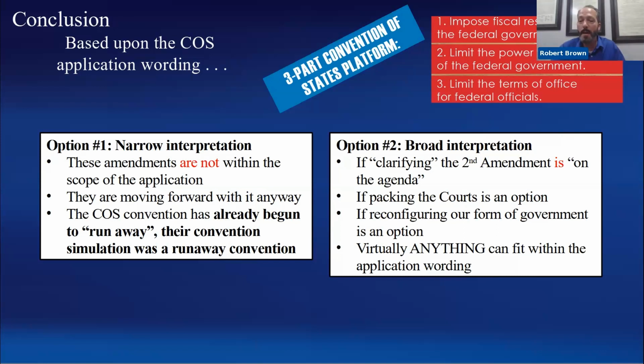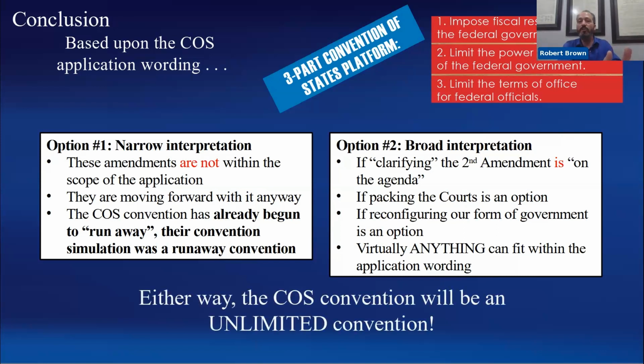Everything's authorized. But either way, whether we take the narrow interpretation and the convention's already running away, or the broad interpretation, everything's authorized, either way, the Convention of States convention will be a completely unlimited convention. Because they have worded it so broadly, and they're beginning to push for things beyond it anyway. And of course, we spent this entire presentation this evening proving that the precedent for a convention is that they can't be limited anyway.